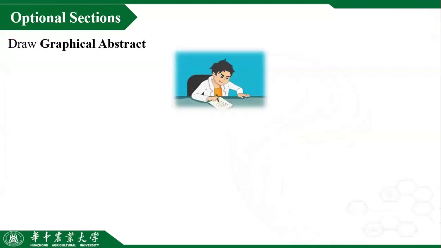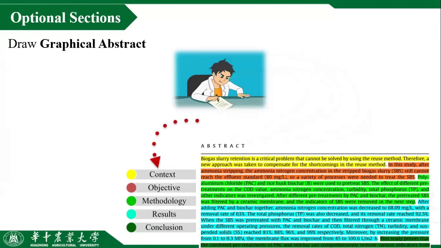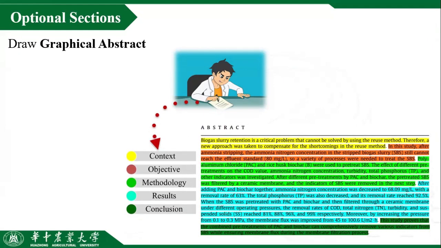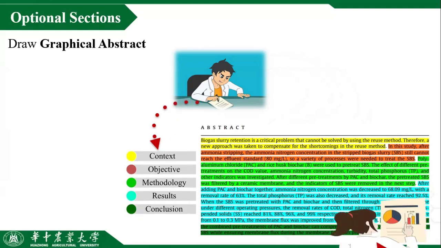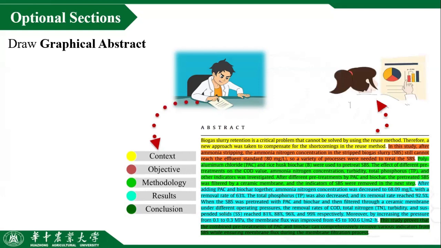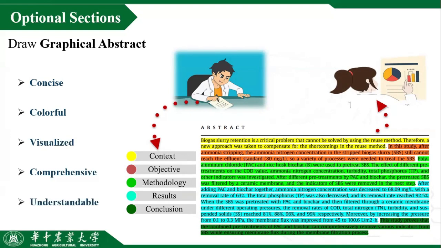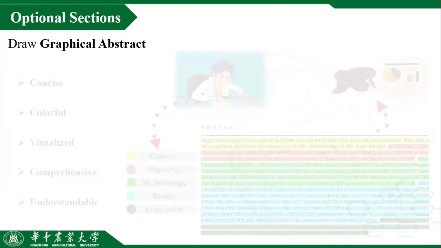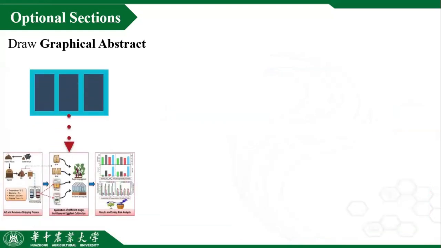Graphical abstract is also an optional part, but recently it is mandatory for some journals. The point here is to read your abstract first, and then convert this abstract to a picture or visualize it in this way. For example, if you are going to draw the graphical abstract, it should be concise, colorful, visualized, comprehensive, and finally understandable. It is the same as the abstract. If someone sees your graphical abstract, it should be understandable.